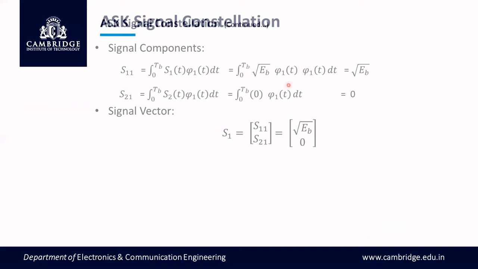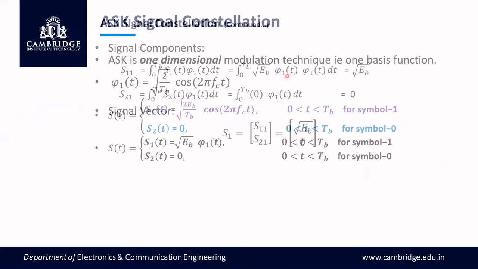So the signal space representation of ASK: S1 of t, S2 of t, when the values are substituted, S2 is 0. Phi 1 of t into phi 1 of t, phi 1 square. As I said already, the integration is 1. So ASK is a one dimensional modulation technique, because when multiplied with 0, you get 0.